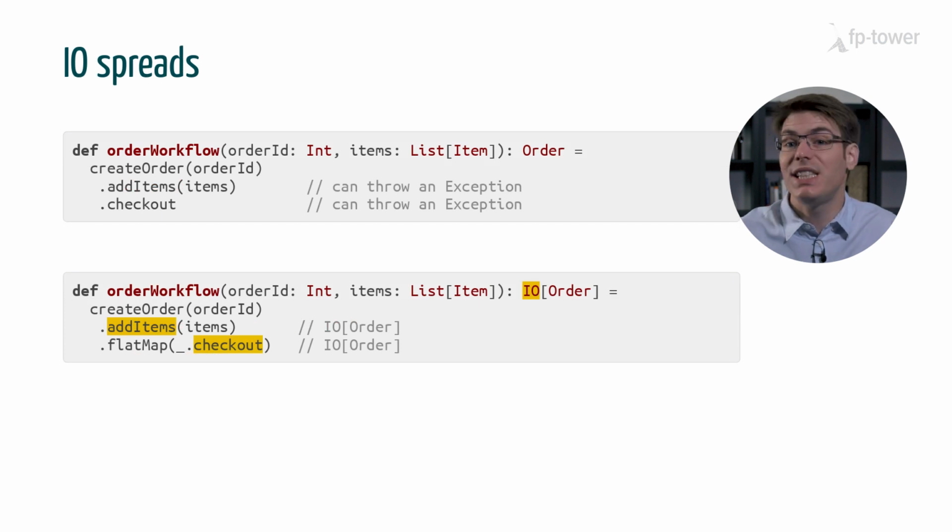Now, I/O is not perfect either. First of all, I/O tends to spread inside a code base. Indeed, if a function returns an I/O, all functions that call it must also return an I/O. For example, if addItems and checkout return an I/O, then orderWorkflow must do the same. I/O also requires us to add some boilerplate to combine them, such as using flatMap or for comprehension.